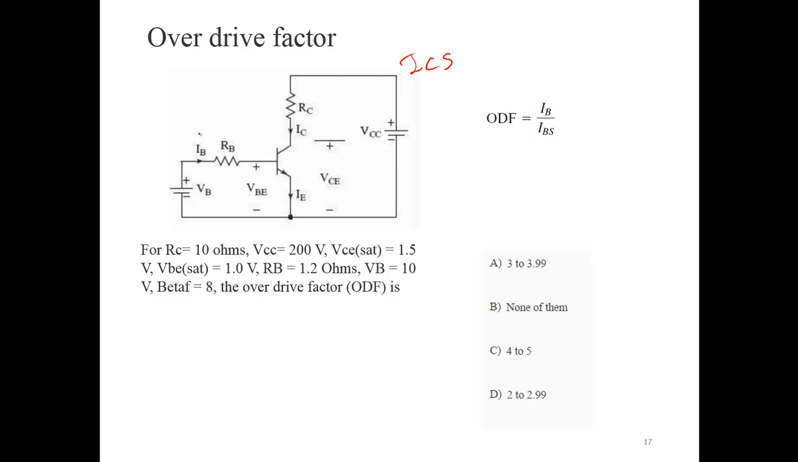You can find out the beta F, which will be ICS divided by IB. That will be this IBS. Once you have the IBS, then ICS divided by IBS will give you the overdrive factor. Okay, please try those numbers.